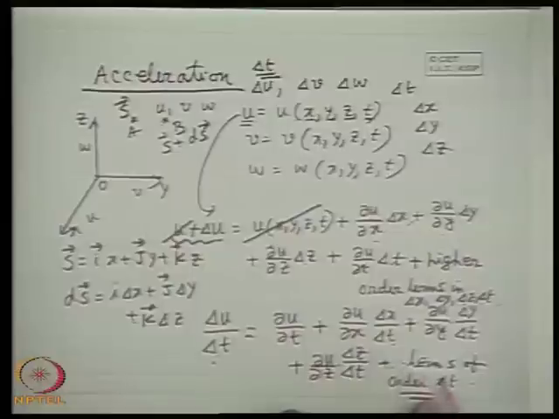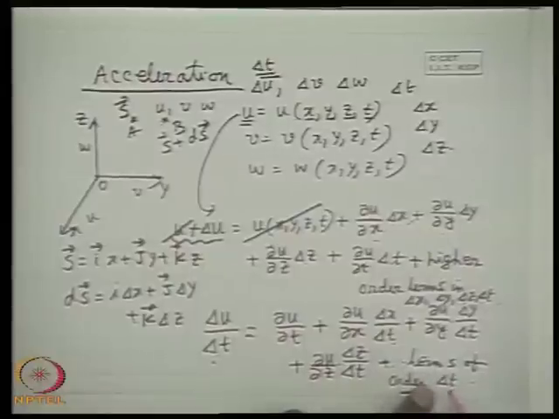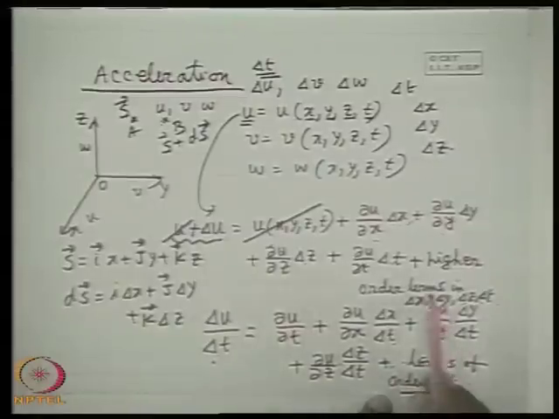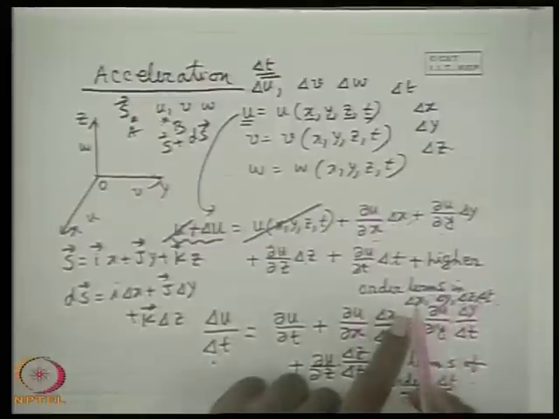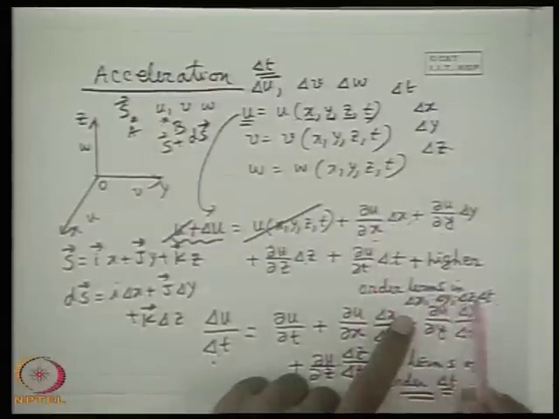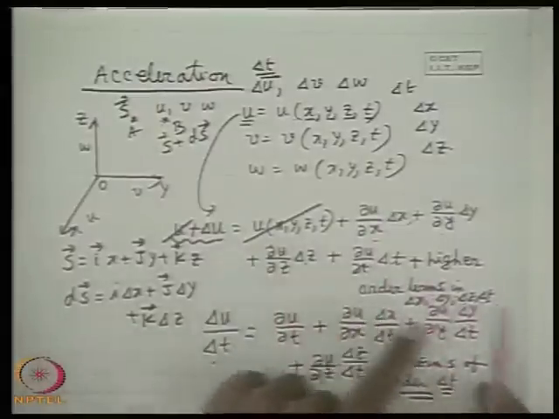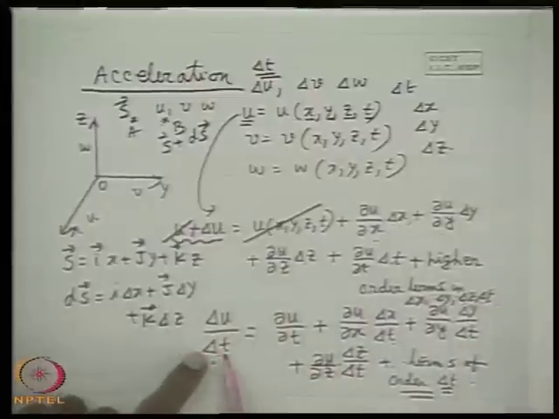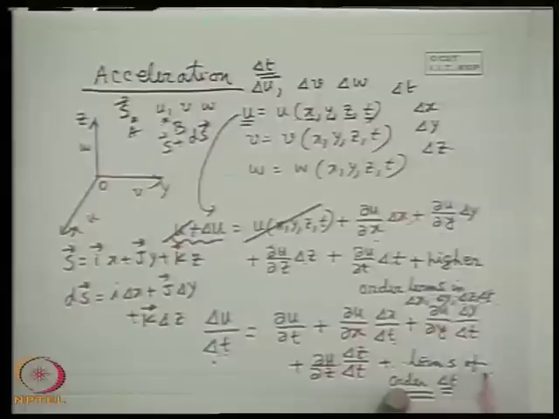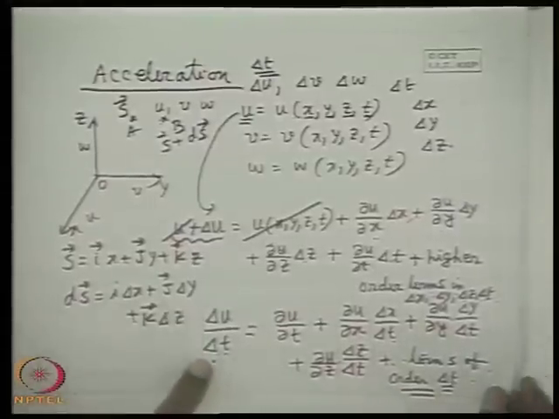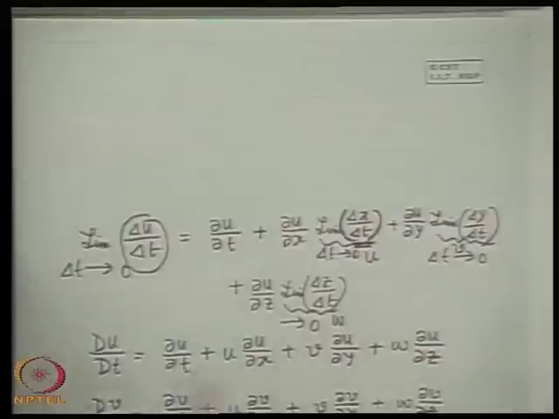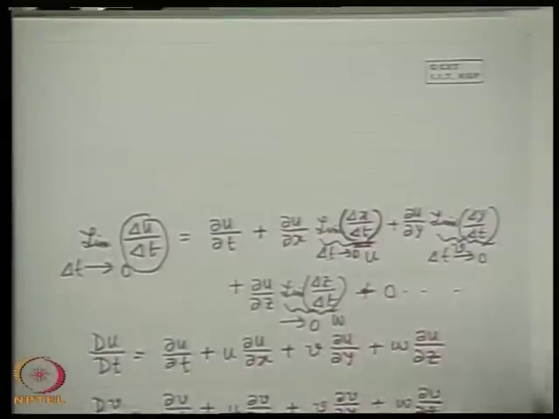Similarly, any term containing delta t in the numerator as a net product, or delta t square, the limit will be 0. This is simple mathematics: the higher order terms in delta x, delta y, delta z, which come as square, then cube, after dividing by delta t, are left as terms which yield 0 when you take the limit as delta t tends to 0. So, therefore, we take these as 0. So, all these terms are 0.